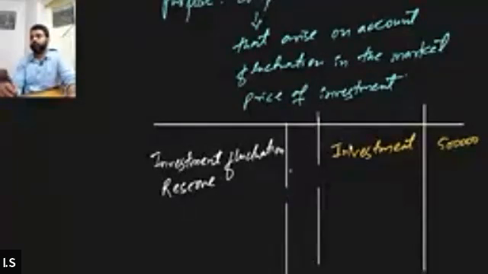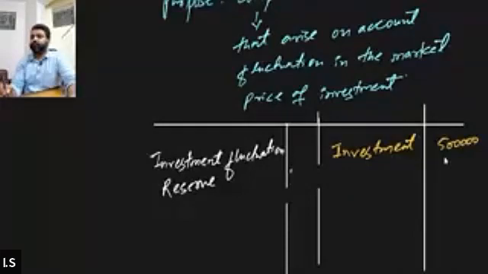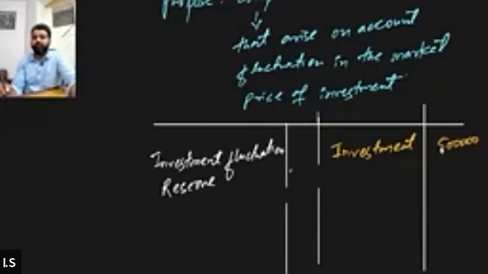Let's suppose the amount of investment made by the firm, the value of the investment, is rupees 5 lakh. But the firm is of the opinion that the value of the investment may decrease in the future. The value of the investment may also increase, and it may also decrease.